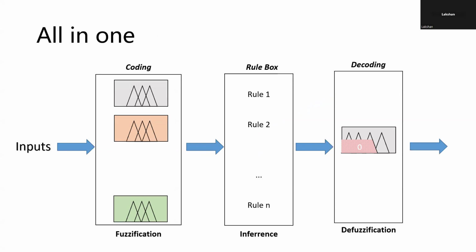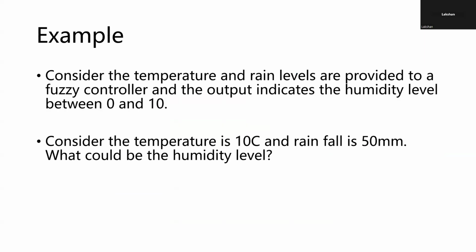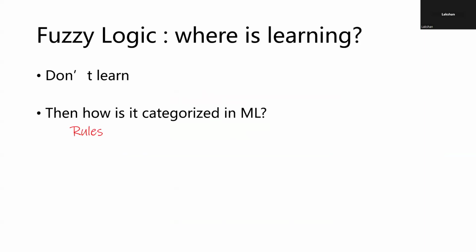So all in all, we have to start from fuzzification. Then we have the set of rules, or the inference stage. And then we have defuzzification, the calculation stage, to get back the exact outputs as numbers. So there's a small example. I'll skip that for now.